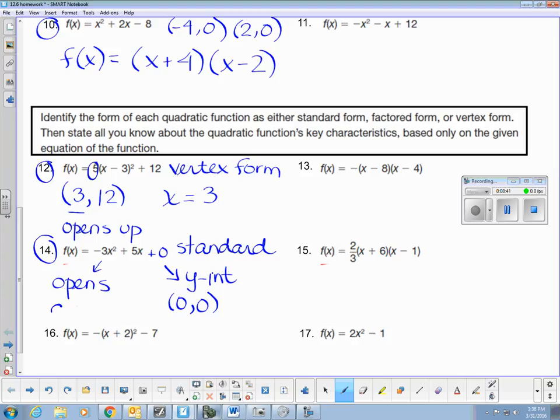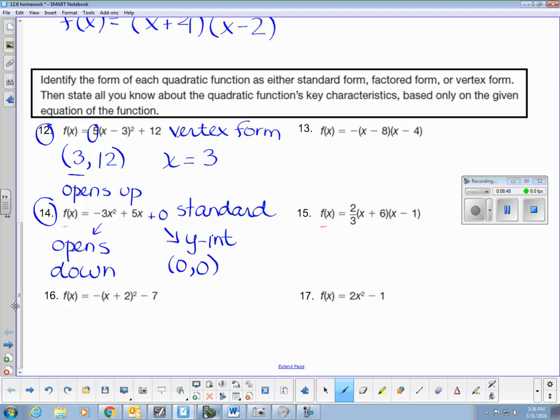Number 16 is also in vertex form. So I can easily identify the vertex at negative 2, negative 7. The axis of symmetry, x equals negative 2. And because my a value is negative, this is also going to open down.